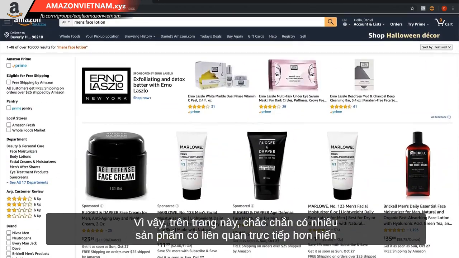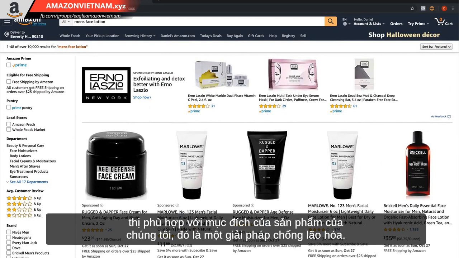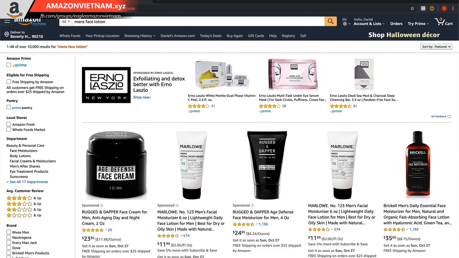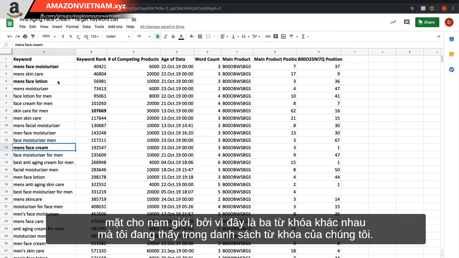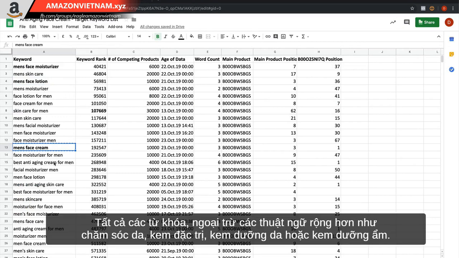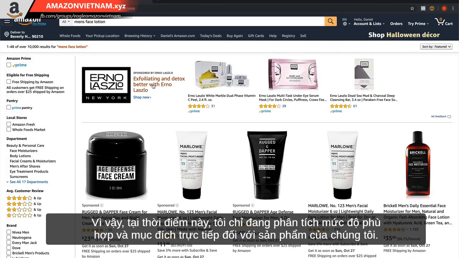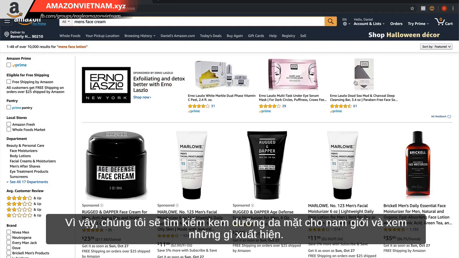So on this page, there's definitely more directly relevant products showing up that match the intent of our product, which is an anti-aging solution. However, there's still a good mix of general moisturizers. So if we come back to our keyword list, the next one I want to check out is men's face cream, because these are the 3 different keywords that I'm seeing throughout our keyword list. All of the keywords, apart from the more broad terms like skincare, either come under cream, lotion, or moisturizer. So at this point, I'm just analyzing where the relevancy and direct intent for our product is. So we're going to search for men's face cream and see what comes up.